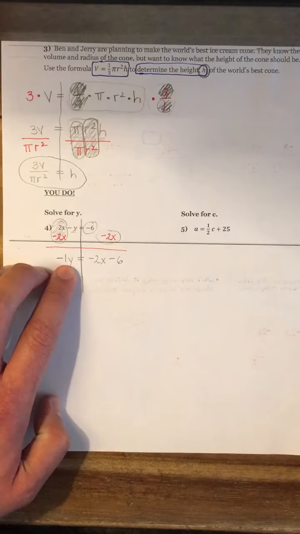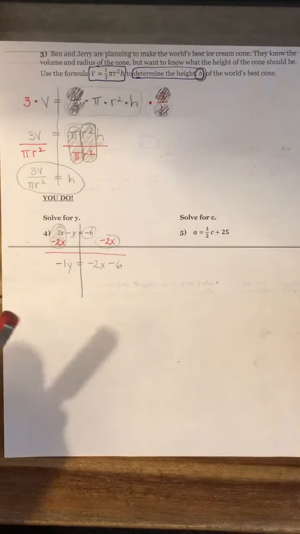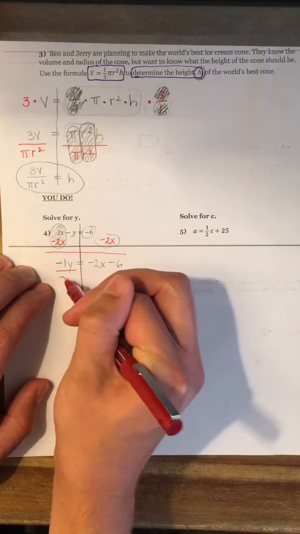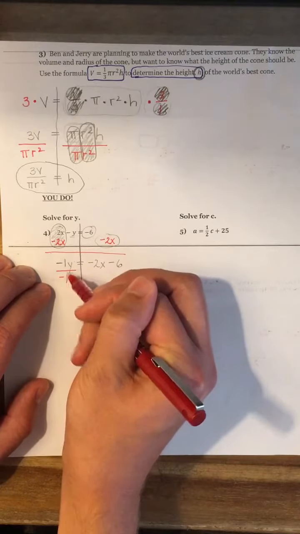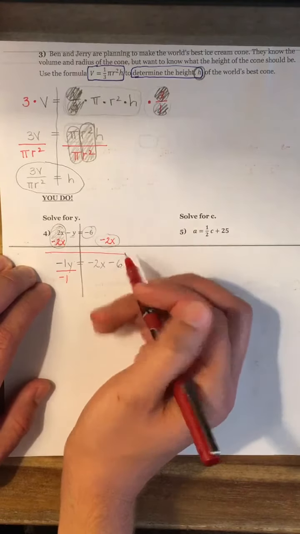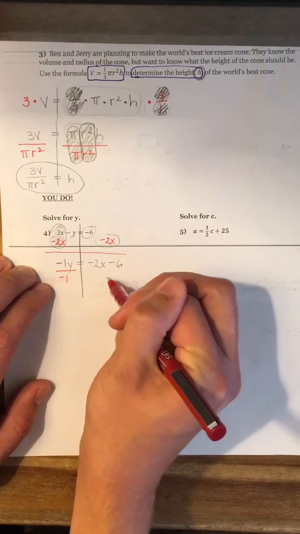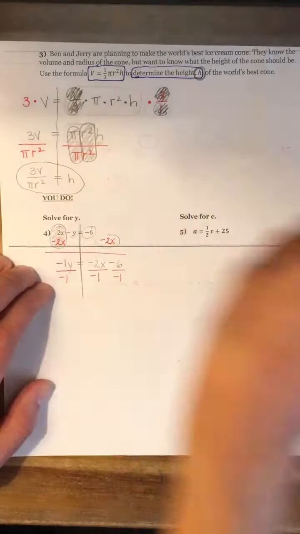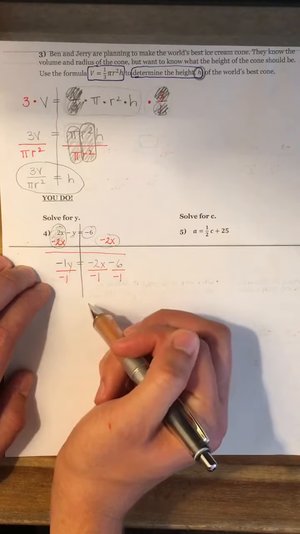Y is not by itself yet. There's a coefficient in front of it of a negative 1. So I have to get rid of that next. Well, that negative 1 is just multiplying my y. So to undo that, I'm going to divide by negative 1. I did the inverse of that multiplication. I divided by negative 1. Well, if I do that on the left-hand side, I also have to do it on the right-hand side. There's, again, more than one way to do this. I could just divide everything by negative 1, or I could divide each term on the right-hand side by negative 1. I'm dividing each term by the negative 1, by the way.